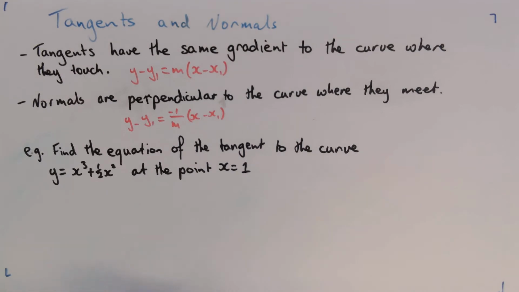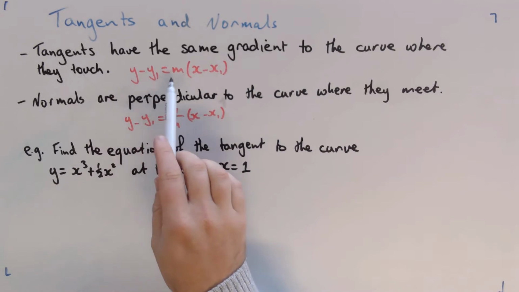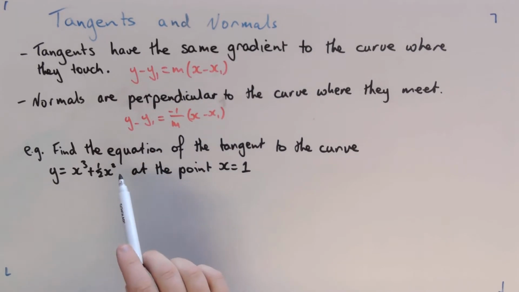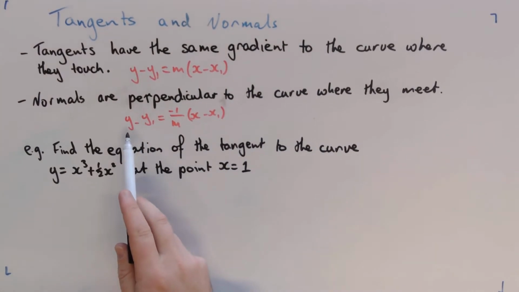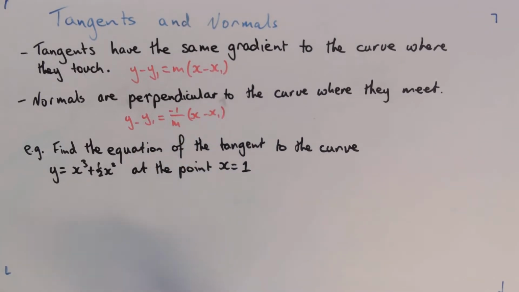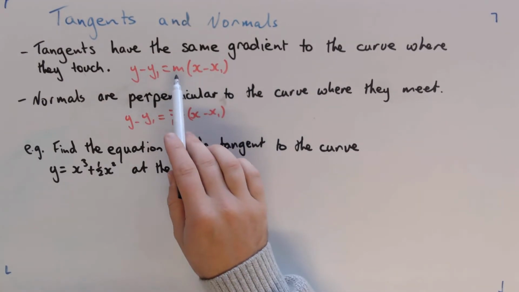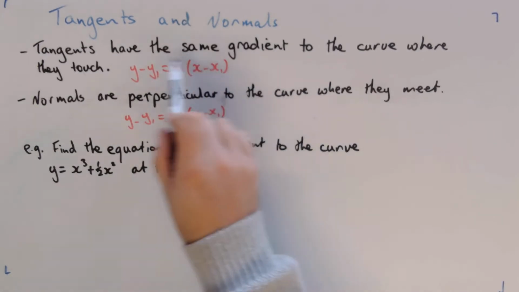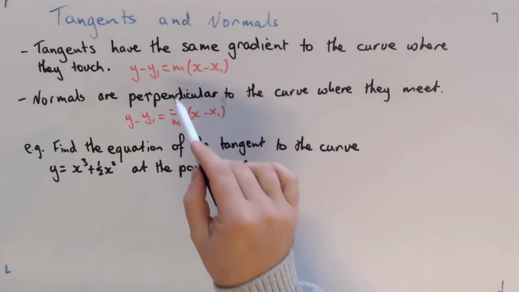Tangents have the same gradient as the curve where they touch, and we use the equation y minus y1 equals m outside of x minus x1 to find the equation of our tangents. Normals are perpendicular to the curve where they meet, and we use the equation y minus y1 equals -1 on m outside of x minus x1. The difference here is our gradients. We would have used these forms of equations a while ago when we were doing linear equations, and we will use rise over run to find these m values.